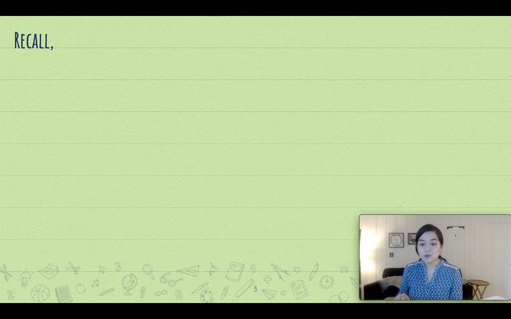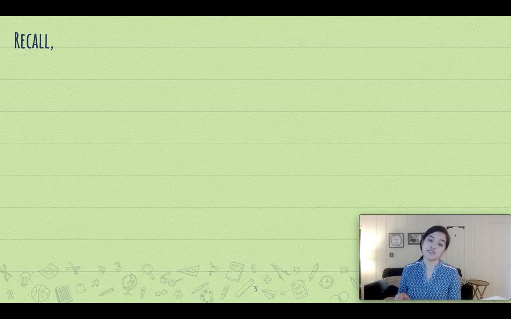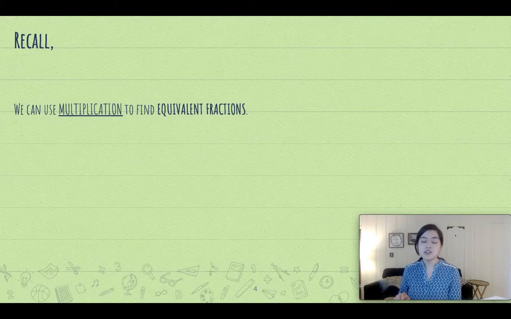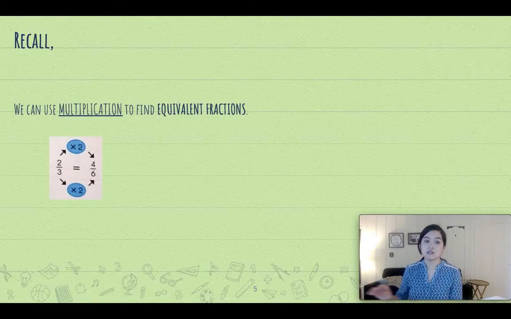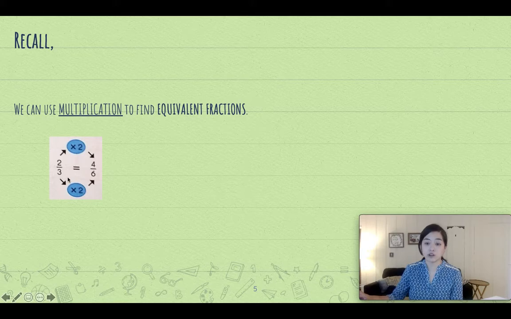Now, do you remember how we learned last week about how to find equivalent fractions? We can use multiplication to find equivalent fractions. So, for example, if I want to find an equivalent fraction of 2/3, I'm going to multiply the numerator and denominator by the same number. In this case here, I multiplied the numerator and denominator by 2. So an equivalent fraction of 2/3 is 4/6.